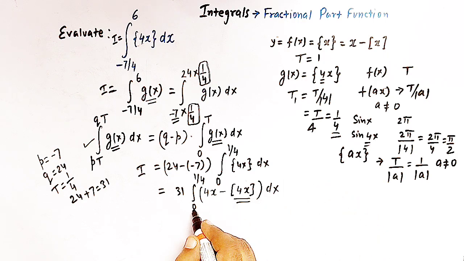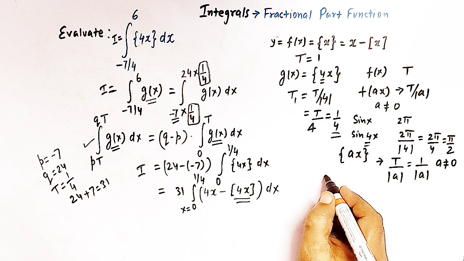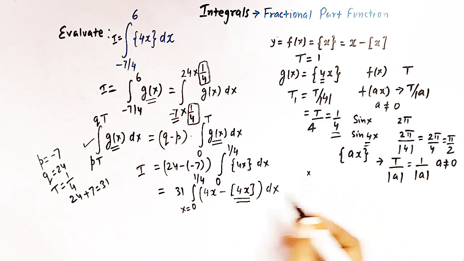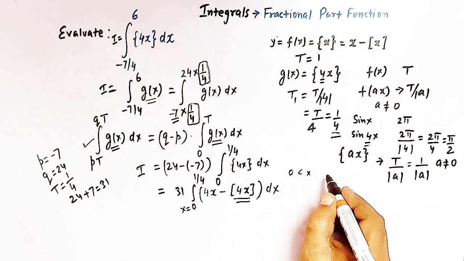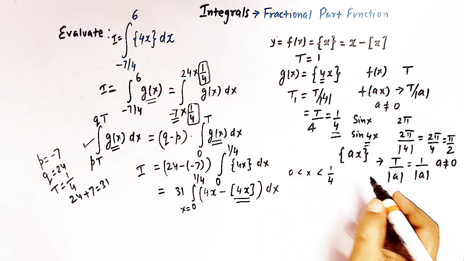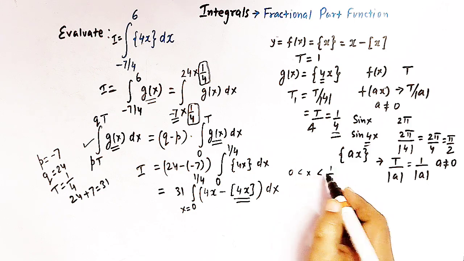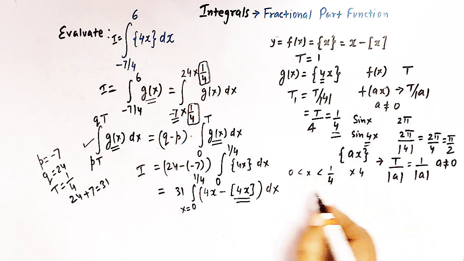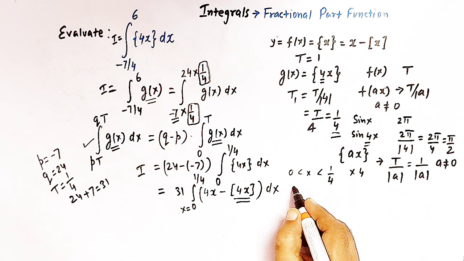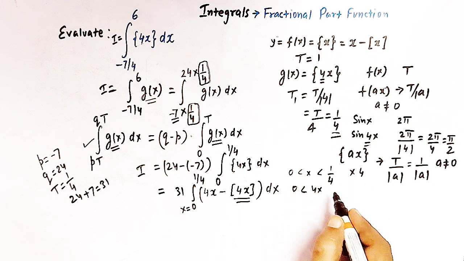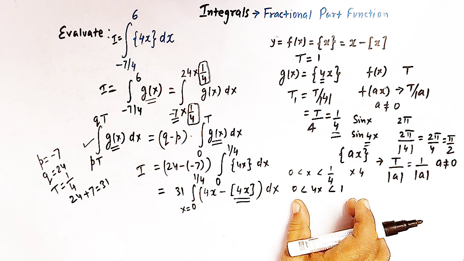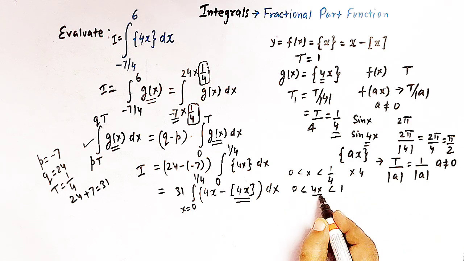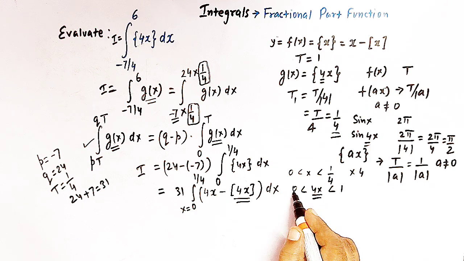Now see, here the limits of integration vary from 0 to 1 by 4, and x lies between 0 and 1 by 4, right? If we multiply this inequality throughout by 4, then 0 times 4 is 0, here we have 4x, and 4 and 4 get cancelled, so we are left with 1. So this inequality suggests that 4x lies between 0 and 1.